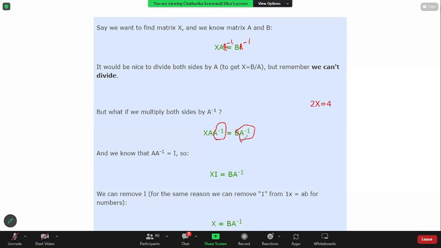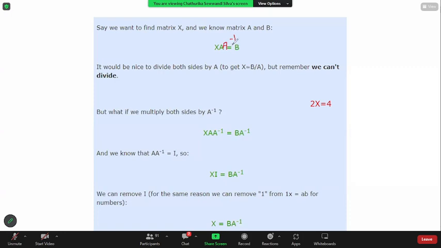Here you will notice something. I should remind you as well: you know that now you can't divide. The only option you have is to multiply by an inverse, by A inverse. Now see whether something happened here. On the left hand side I multiplied it by A inverse.